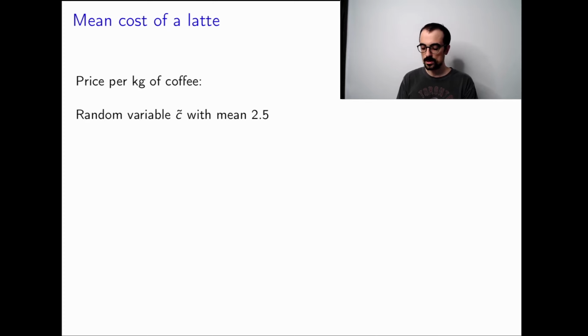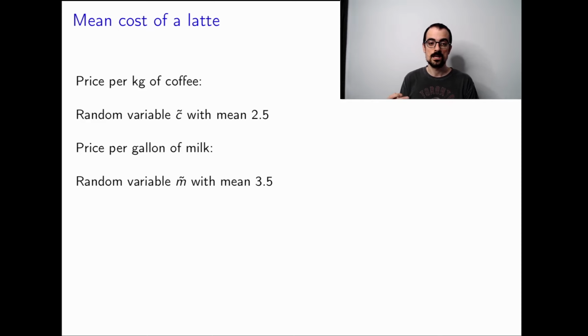We're going to determine the mean cost of a latte within a model where the price per kilogram of coffee is represented by a random variable C that has mean 2.5, and the price per gallon of milk is represented by a random variable M with mean 3.5. C and M are not independent. We're not going to assume independence here.